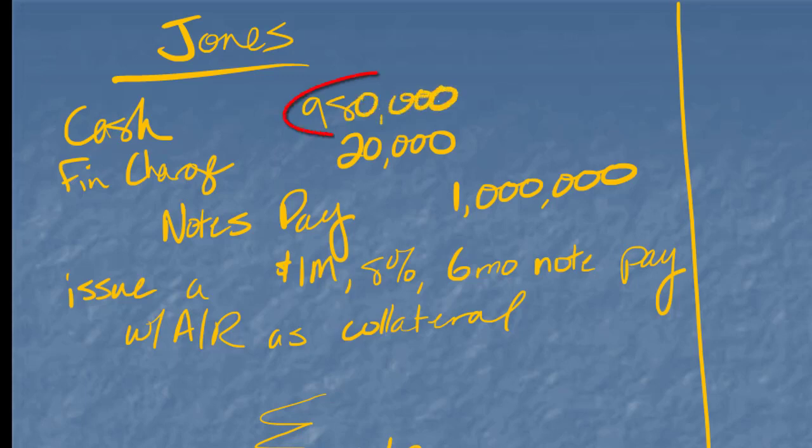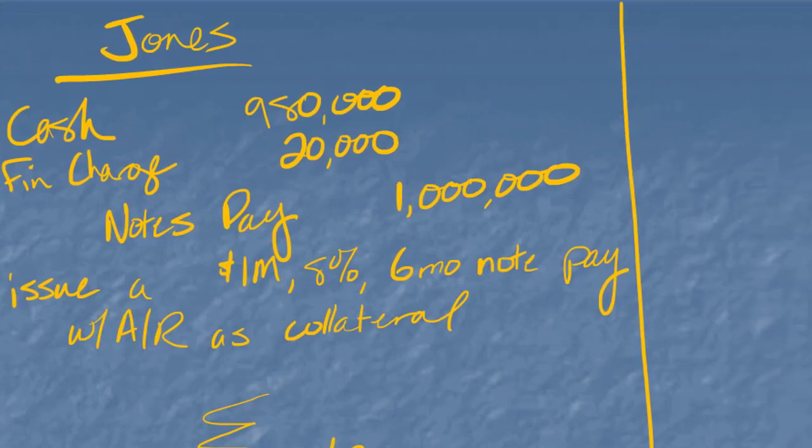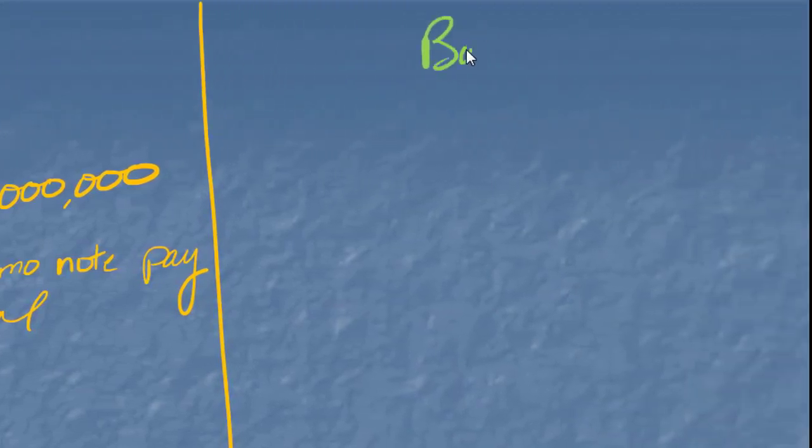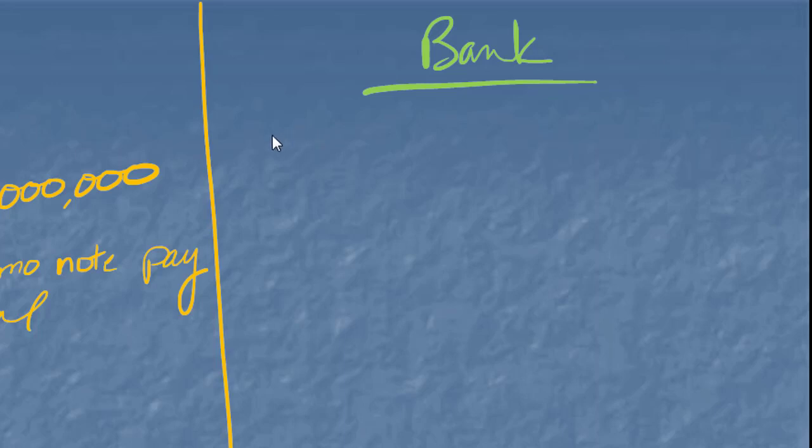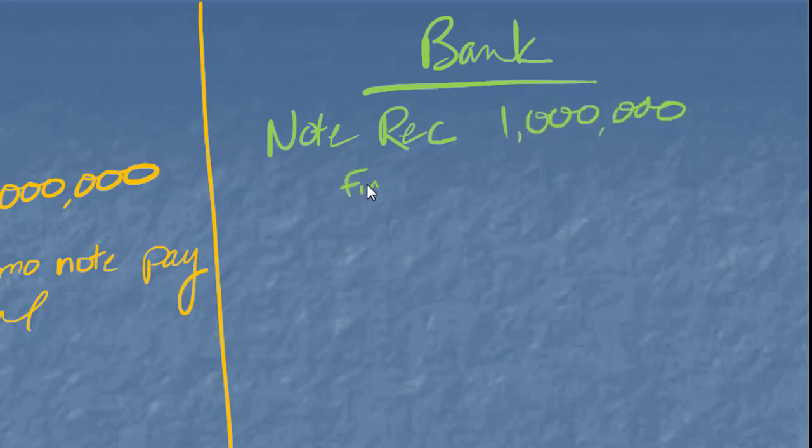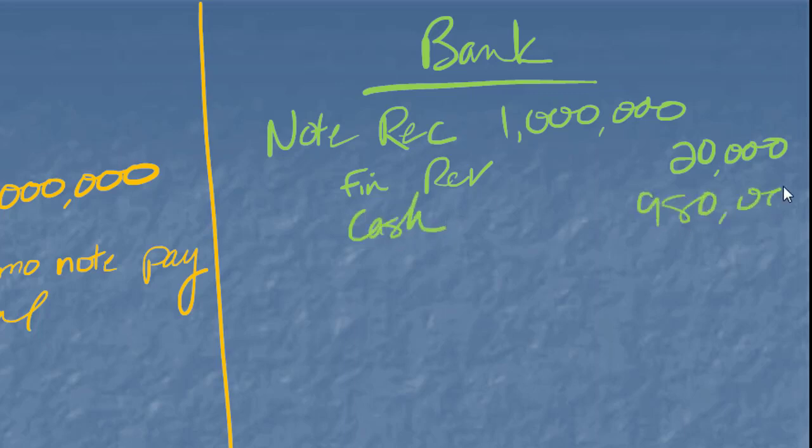That's the money that I'm actually going to get from the bank. And that's usually how these kind of charges work, is they just keep back some of the money they give you. Now the bank's entry looks really similar. The only difference is, for them, it's a note receivable. And instead of a finance charge, for them it's finance revenue. And they're giving us the cash, so their cash is going down.